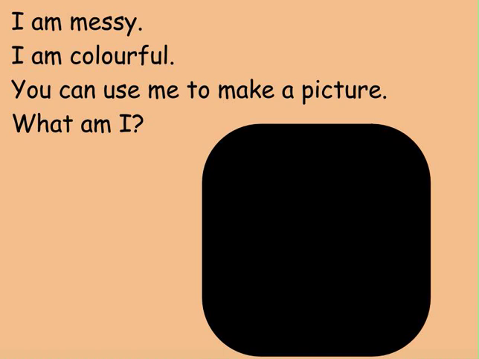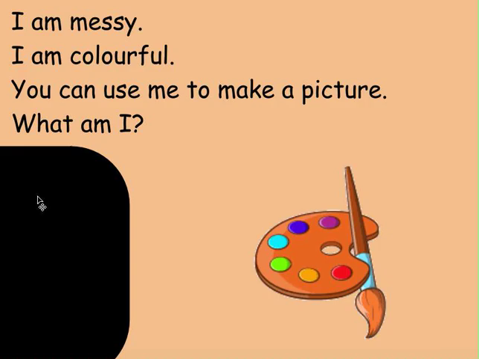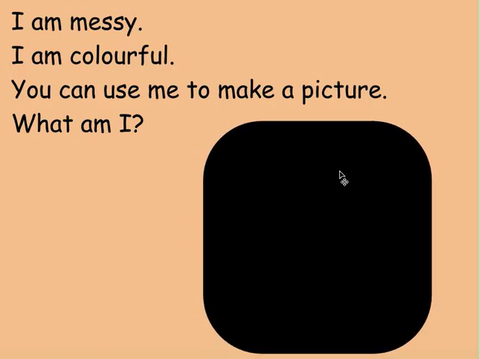We've got a more complicated sentence there. Can you see? But the first one is nice and simple. I am messy. The second one is I am colourful. The third one is you can use me to make a picture. And the fourth one is the one that we know, what am I? I'm going to say those again while you have a guess. I am messy. I am colourful. You can use me to make a picture. What am I? Pause the video if you need to. Let's have a guess. It's paint. Did you get it right? Well done, superstars. Give yourselves a pat on the back, I think.